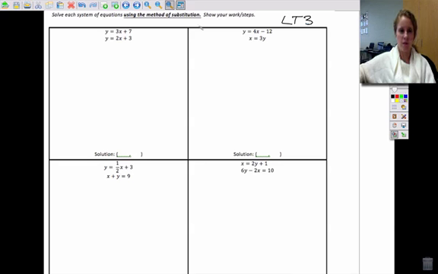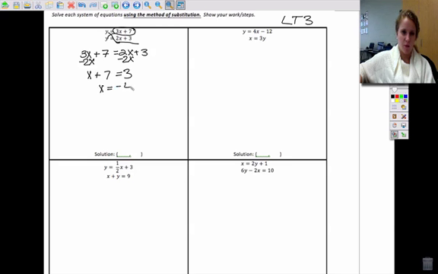asked to solve the system using substitution, which means we're going to take one of the equations and substitute it in for another variable. Here we have y equals on both of them, so you can take either equation. I could take 3x plus 7 and sub it in for this y, or 2x plus 3 and sub it in for that y. Either way, it's going to look like this. 3x plus 7 equals 2x plus 3. And then if I solve for x, minus 2x from both sides, I have x plus 7 equals 3, so that means x equals negative 4.